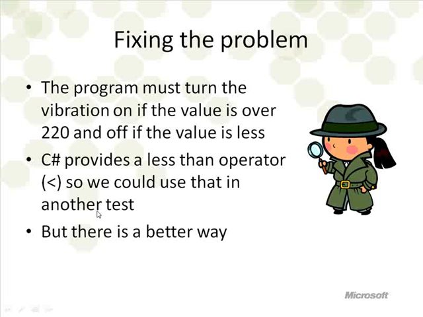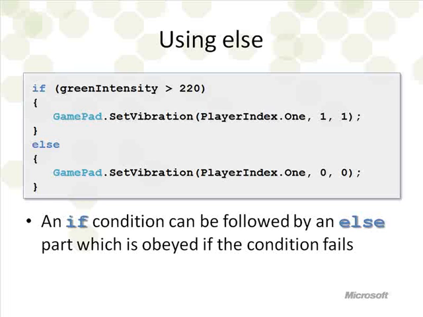So we could use that, and we could have two tests, one to see if it's bigger and one to see if it's smaller. But there's a better way. C# provides a much better way to solve this particular problem, and it's called the else component. If the green is bigger than 220, let's get vibrating. Else, now what else means is if this condition doesn't fire, do this code instead. So we either do that bit or that bit depending on the green intensity value. And so if it's bigger than 220, hey, we'll vibrate like mad. If it's less than 220, this bit goes and we turn the vibration off.